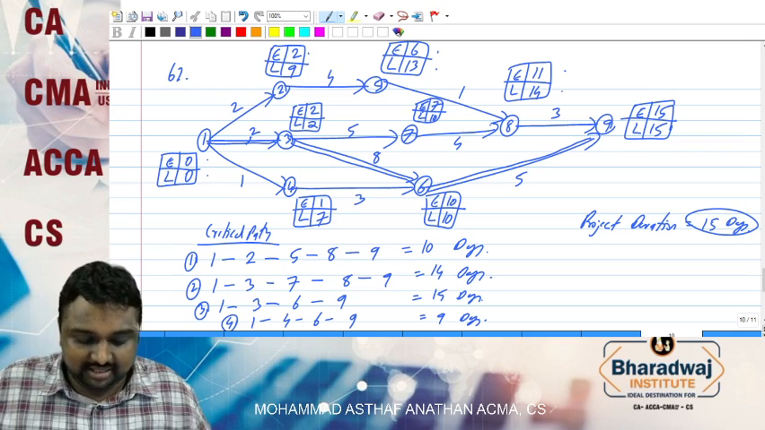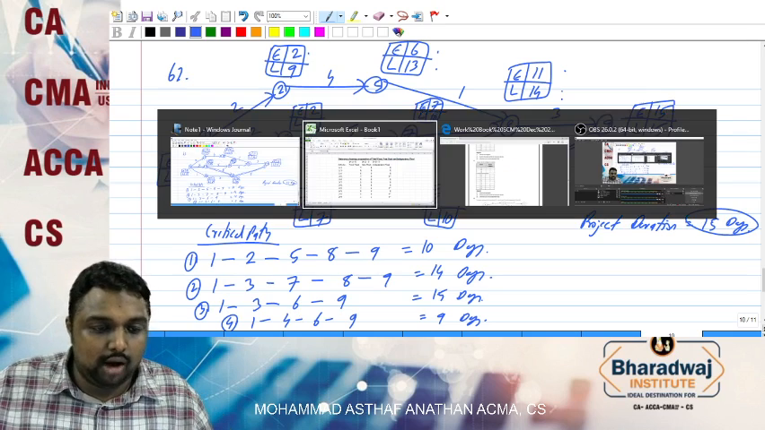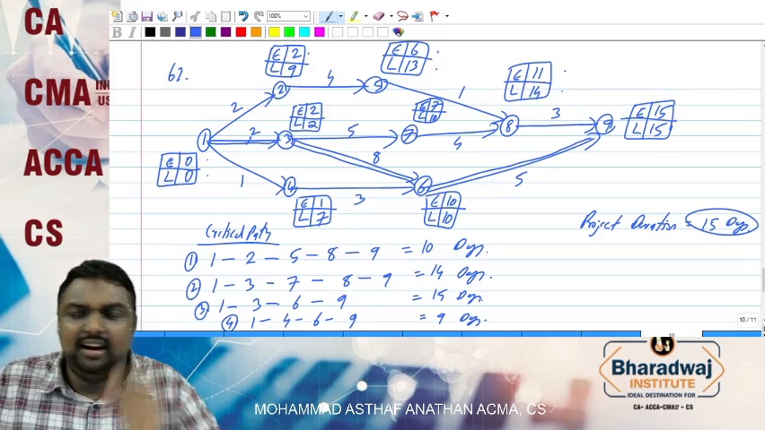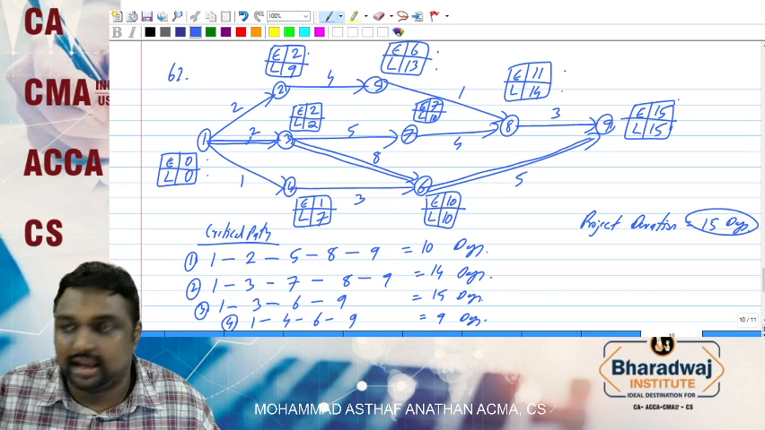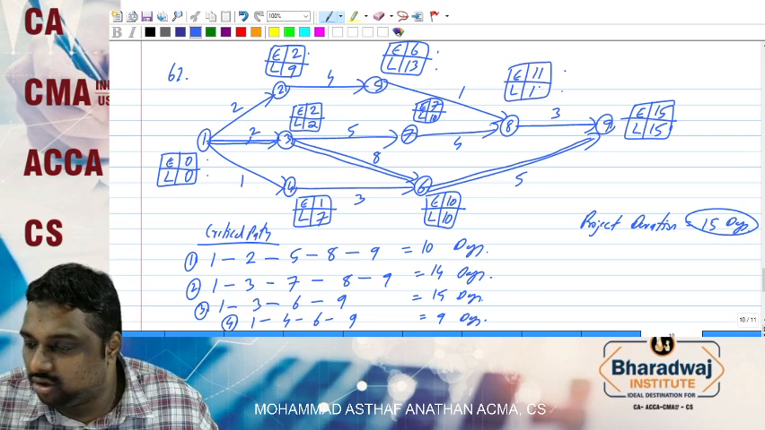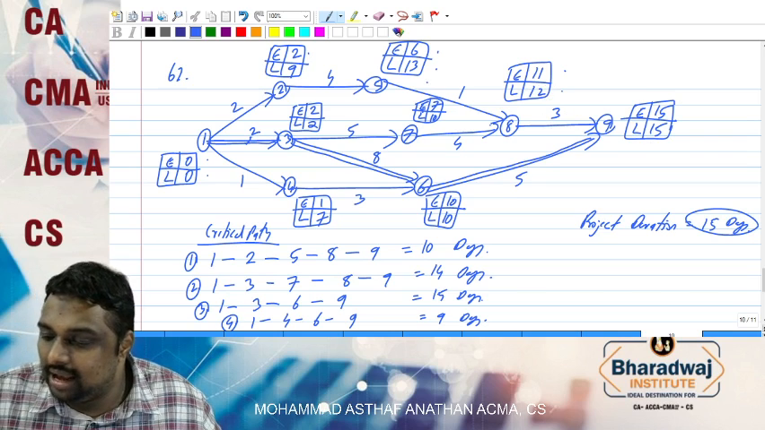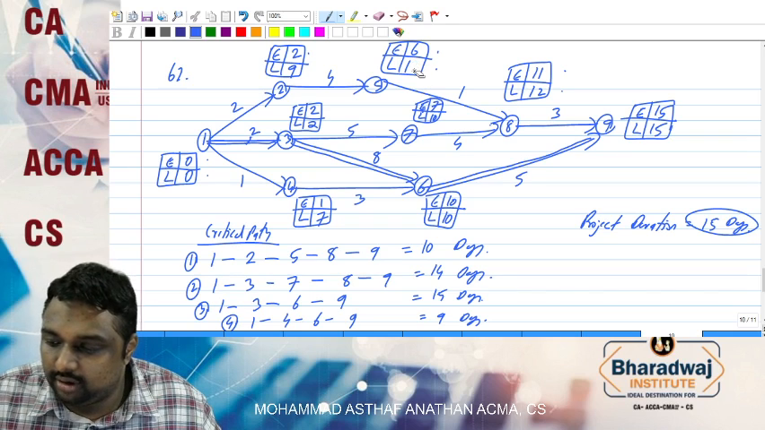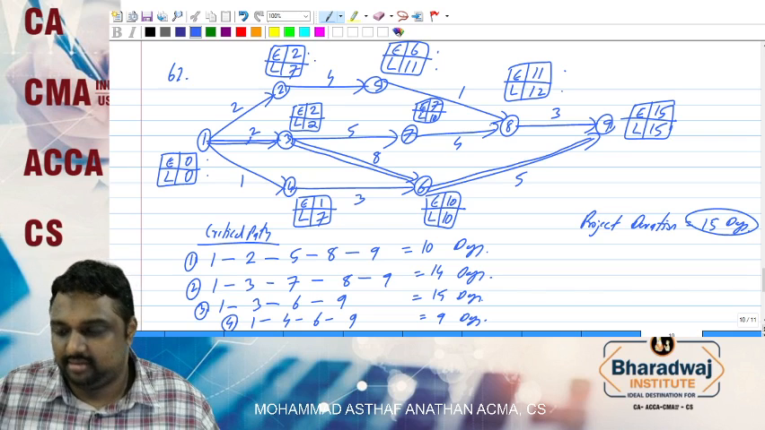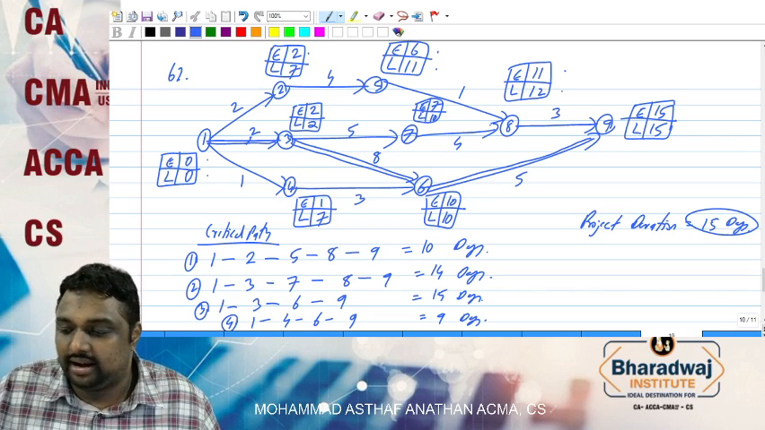Yes, my dear friends. So hope you have completed. So before discussing further, we have a small clerical correction. 15 minus 3, it will be 12. So 12 minus 1, it will be 11. 11 minus 4, it will be 7. So that correction you can write it.